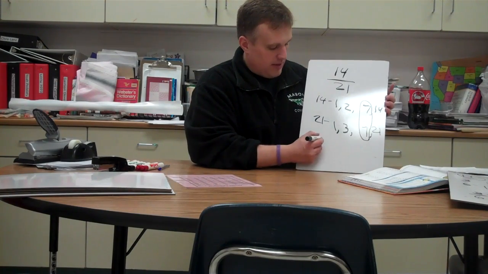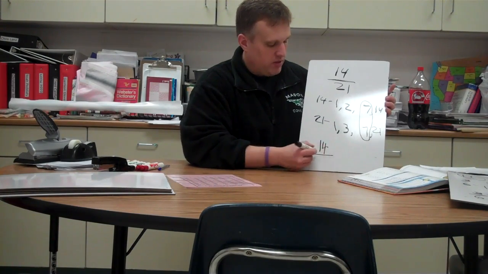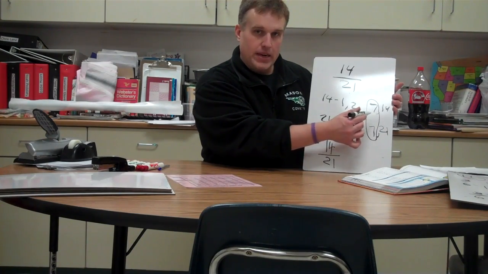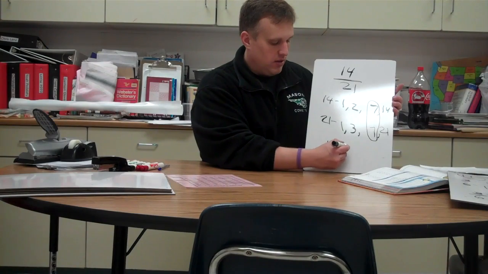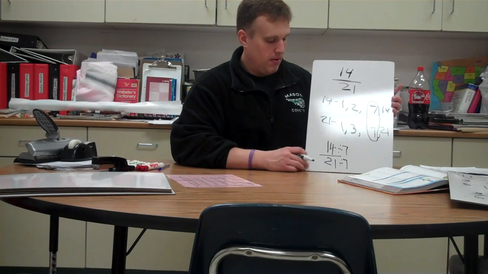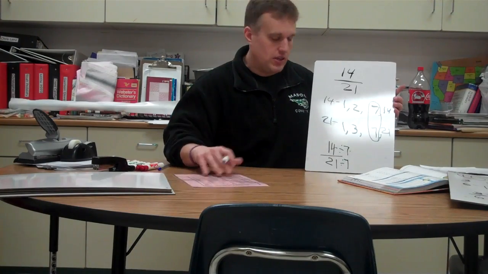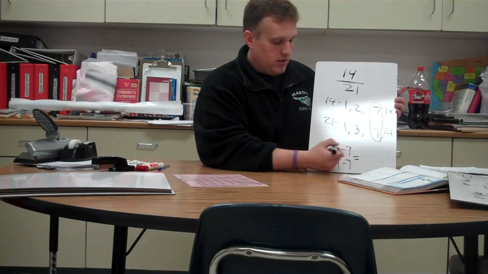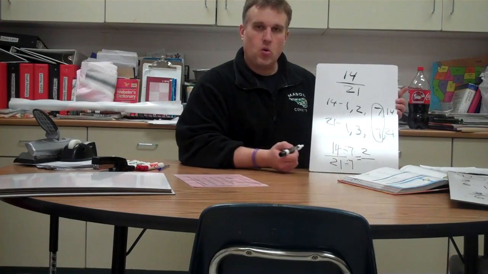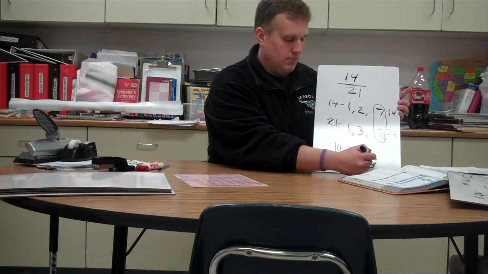Okay, so now I come down here, I rewrite my original fraction, and now I'm going to divide by my GCF, which is 7. So I divide by 7 and divide by 7. Again, you can use a matrix if you need to, or if you just know it, that's great too. 7 goes into 14 twice, and 7 can go into 21 3 times.